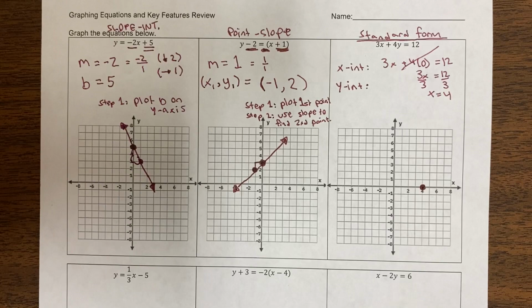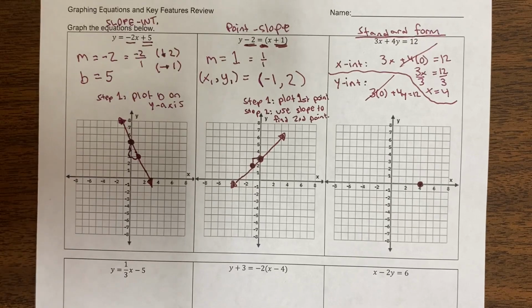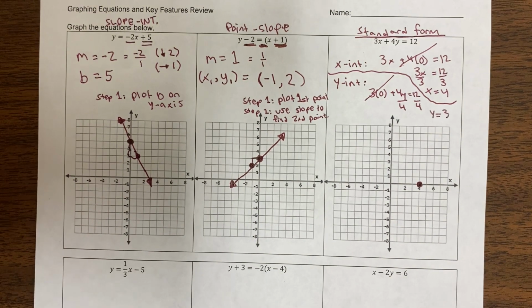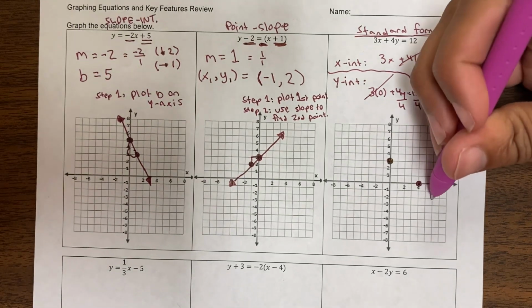To find our y-intercept, we're going to set x equal to 0, which basically gets rid of the x, because 3 times 0 is 0. So we're left with 4y equals 12. To get y by itself, we're going to divide both sides by y's coefficient, which is 4, which gives us y equals 3. So now that I have my second point, I can go ahead and draw my line.